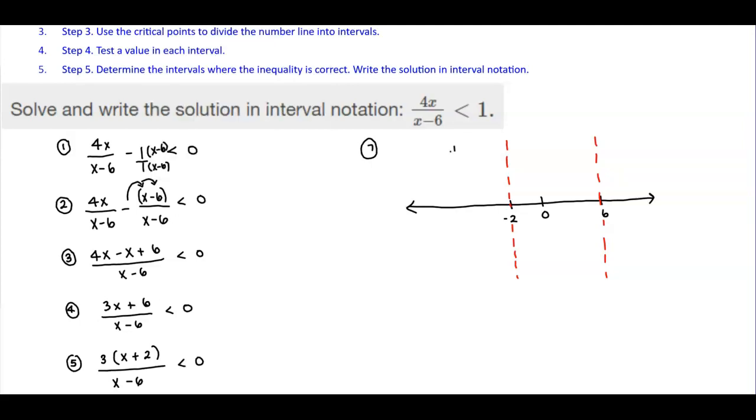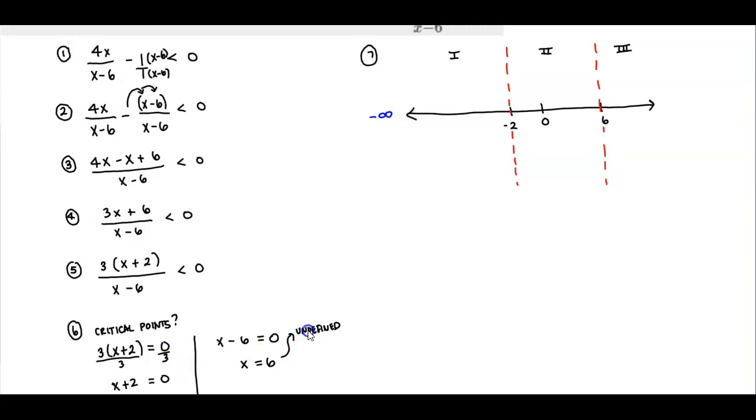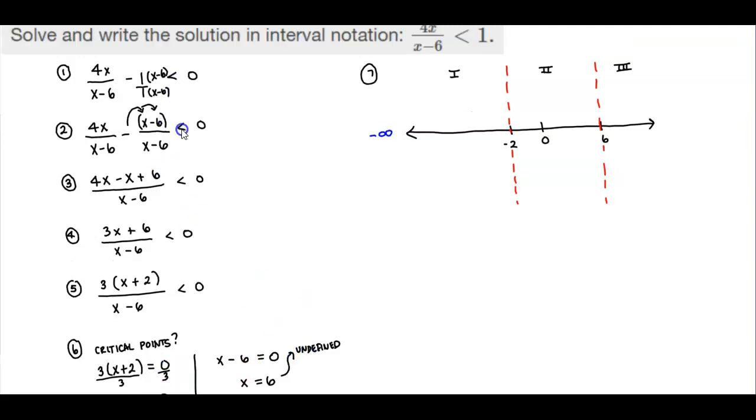So what we do now is we have region 1, region 2, and region 3. Now we're going to define the intervals for each region. If we start here at negative infinity, it's going to go all the way to the value of negative 2. Negative 2 does not make it undefined, but you need to look at the inequality here. This says less than. It doesn't say less than or equal to. So because it says less than, you're going to use a parenthesis. Therefore, this first interval goes from negative infinity to negative 2 with a parenthesis.